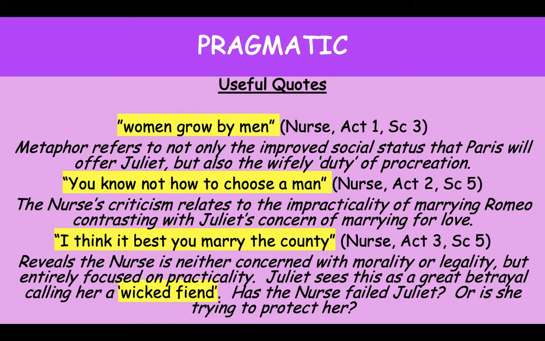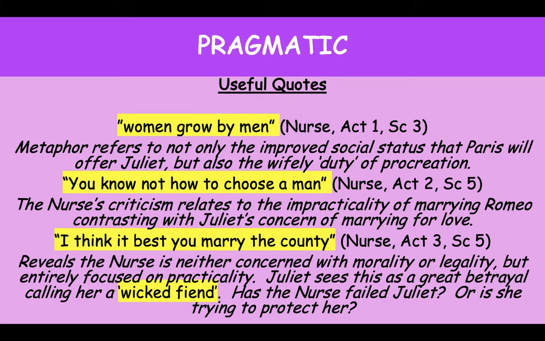She's incredibly pragmatic though at times, thinking about the way she talks about marriage, and especially at the end when she encourages Juliet to, you know what, forget about Romeo, you're just going to have to marry Paris. So first of all, on talking about the prospect of marrying Paris, she says women grow by men. The metaphor here refers to not only the improved social status that Paris will offer Juliet, so growing in status, but also the fact that she will become pregnant, but also the wifely duty of procreation. Remember, she's focused again on procreation, so quite pragmatic in the way that she looks at marriage.